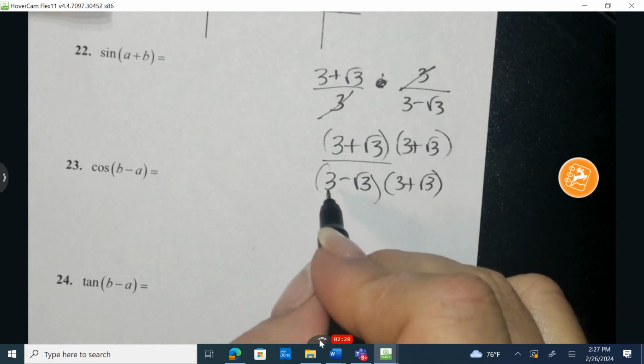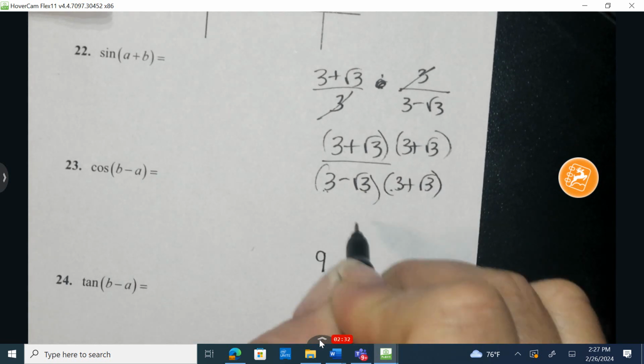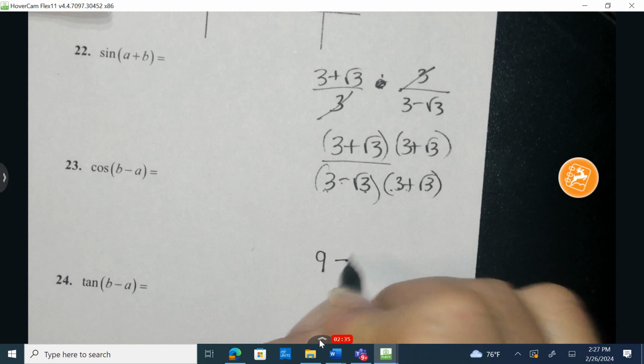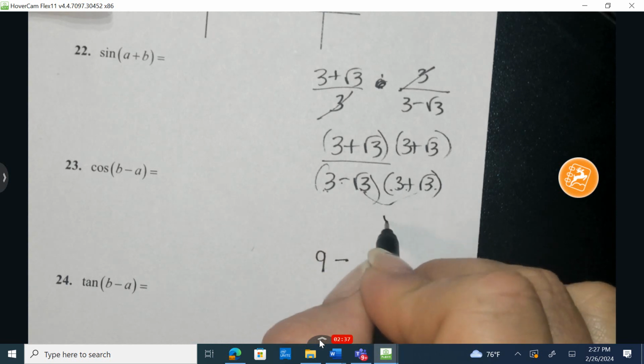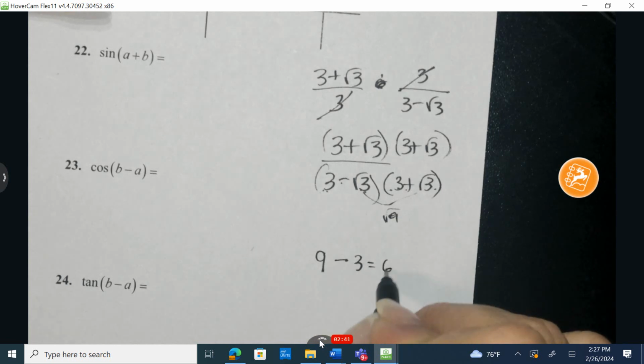So on the bottom, I only have to multiply the fronts and the back. So 3 times 3 is 9. A negative times a positive is a negative. The square root of 3 times the square root of 3 is the square root of 9, which is simply 3. So the denominator leaves me with 6.